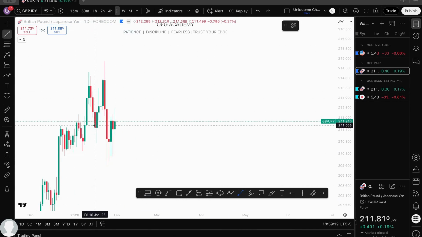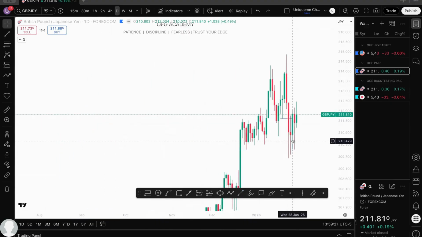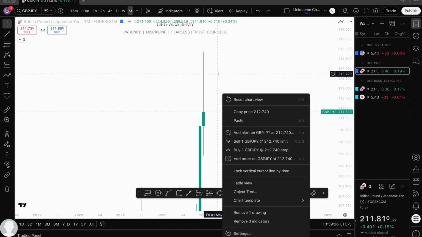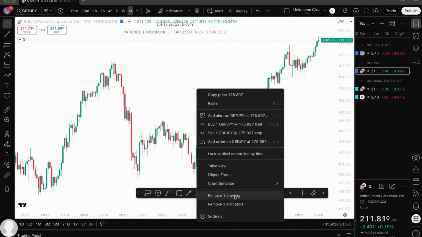I have what here? I have a shift of market structure here. Do you see it yourself? A shift of market structure. But on GBPJPY, what got me a little bit worried was this.